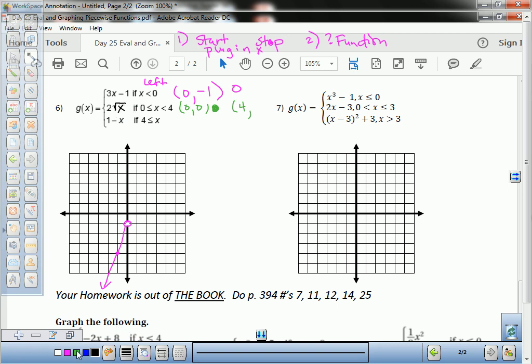Much better. So now if I plug in the 4, the square root of 4 is 2, and 2 times 2 is 4. Yay. All right, so a closed at 0, 0, and an open at 4, 4. So closed at 0, 0, open at 1, 2, 3, 4, 1, 2, 3, 4.